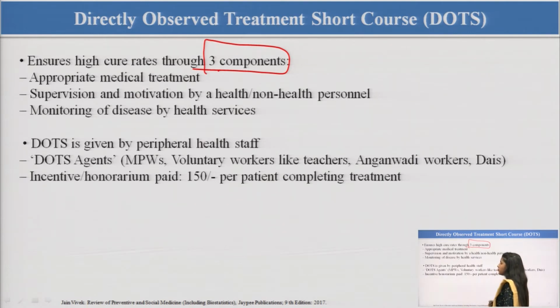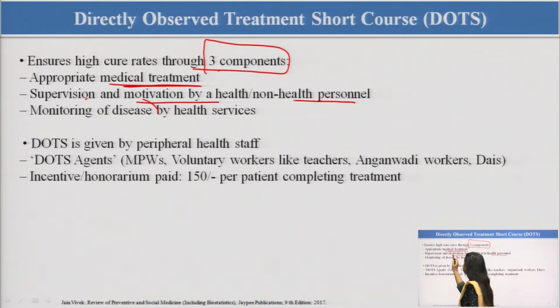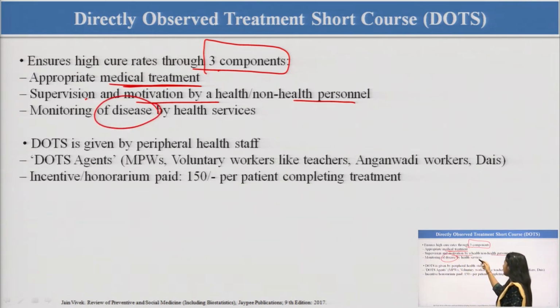How will we improve our cure rate? So, we will implement the medical treatment, we will supervise and motivate our health workers. Health workers, if they are motivated, of course, they will motivate the patients. So, supervision and motivation by the health or non-health personnel, monitoring of the diseases by health services.